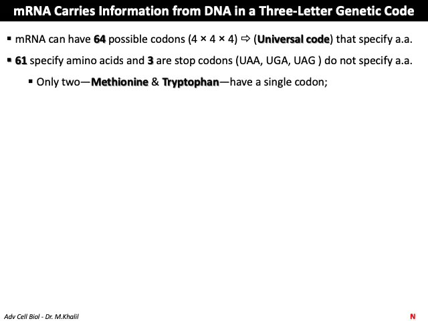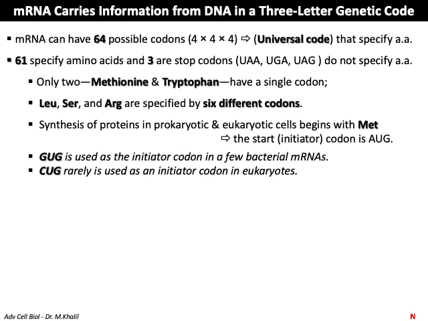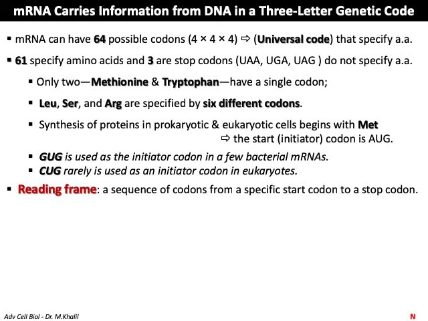Only 2, methionine and tryptophan, have a single codon, while leucine, serine, and arginine have 6 different codons. The synthesis of proteins in prokaryotes must begin with methionine. The initiator codon is AUG. Some other codons like GUG and CUG are rarely or sometimes used as initiator codons in some eukaryotes or few bacterial messenger RNA.